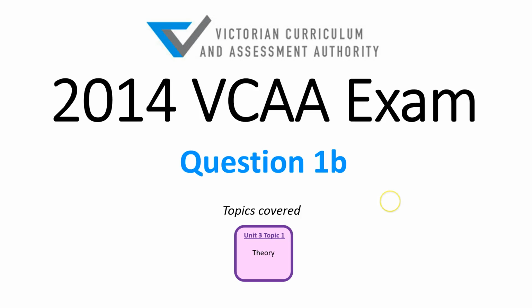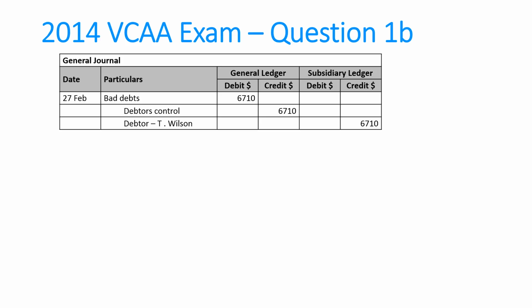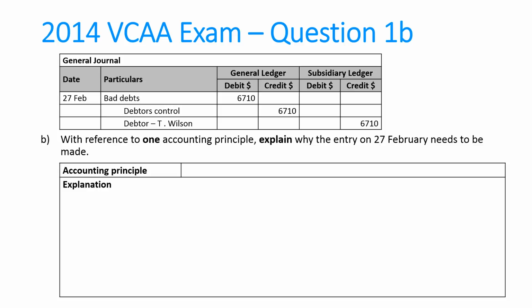Question 1b was a theory question, specifically looking at our qualitative characteristics and accounting principles. So what we were asked was, given that in 1a we processed the following transaction, we recorded a bad debt, we were then asked, with reference to one accounting principle, explain why the entry on the 27th of February needs to be made. So for 1 mark, we had to identify an accounting principle, so in this case conservatism.